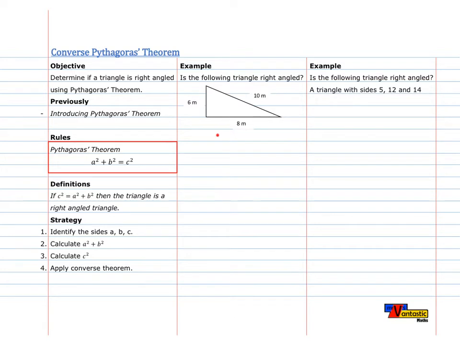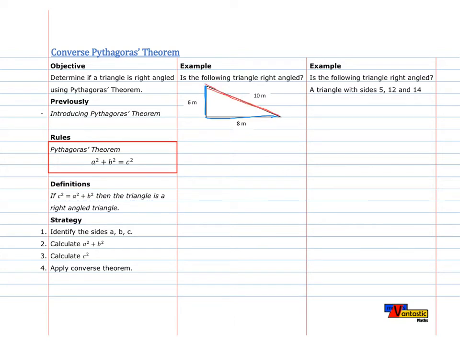So let's look at our first example here. We're given a diagram with three side lengths. We have this length, which is 6 meters. We have this length, which is 8 meters. And we have this side, which is definitely the longest side, which is 10 meters. Let me do that side in a different color. Let's make it red.